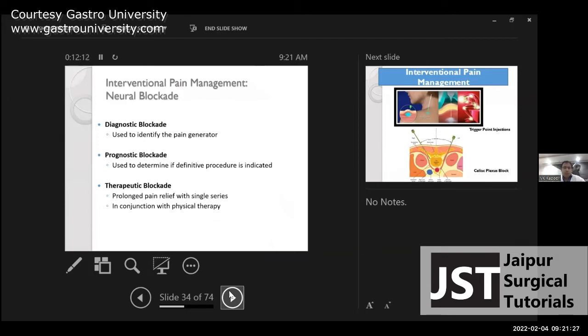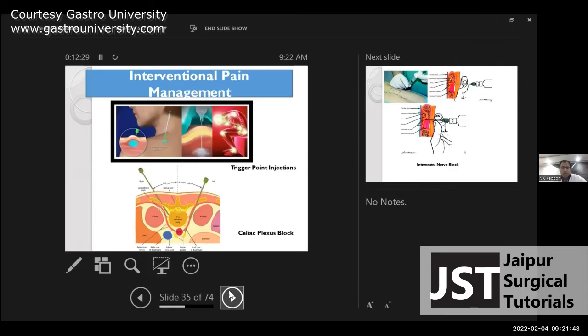Then there is prognostic blockade. We use it to determine if a definitive procedure is indicated. And there comes the therapeutic blockade, in which we do a series of blocks, or we do chemical neurolysis, or we do radiofrequency ablation in conjunction with physical therapies. So in interventional pain management, these are the procedures which we are doing here.